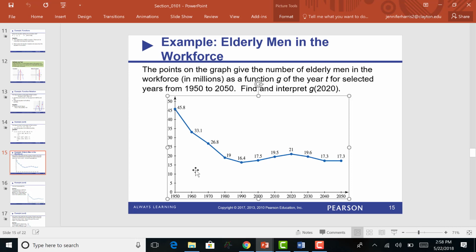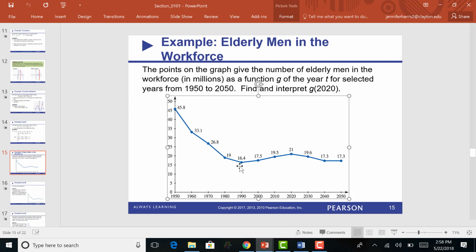Well, wait, let me see now. Okay, so did it drop down to 0 men in the workforce? Okay, did it drop down to 10 million men in the workforce? All right, what's the lowest point you see in terms of number of men in the workforce? Okay, so 16.4 is the bottom.